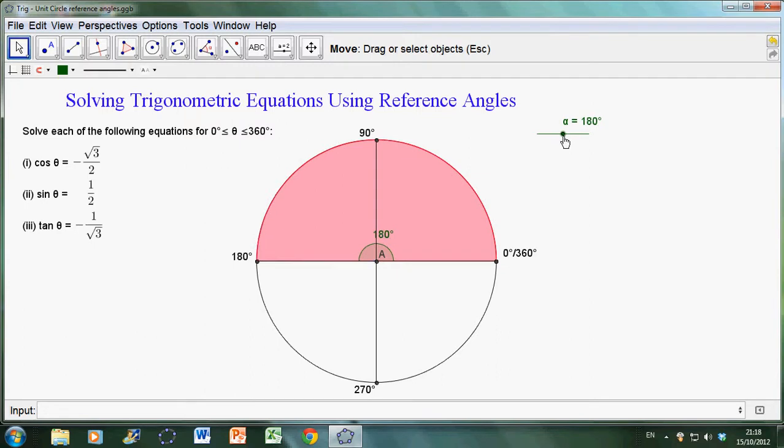Then we move across to the fourth quadrant, and we move up here to 30 degrees, and the reference angle is still from the horizontal. So in this case you're subtracting 30 from 360, which gives us 330. So our two answers in this case are 150 and 330 degrees. So that's how you would solve trigonometric equations using reference angles.